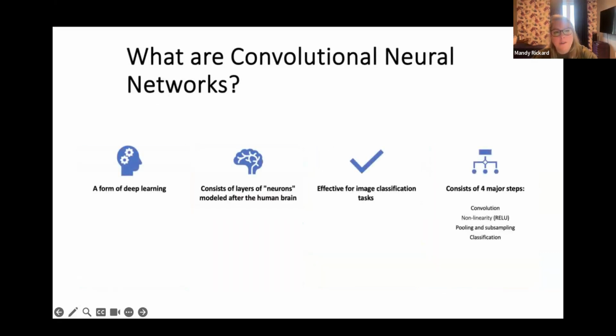And so what are convolutional neural networks? So these are a form of deep learning. Many layers or neurons are modeled on the understanding of the human brain. These models are very effective at image recognition. Each convolutional neural network contains 4 major steps, which I'll explain in the upcoming slides, including convolution, nonlinearity, activation functions, pooling, and subsampling and classification.